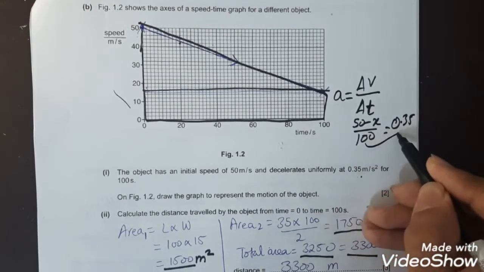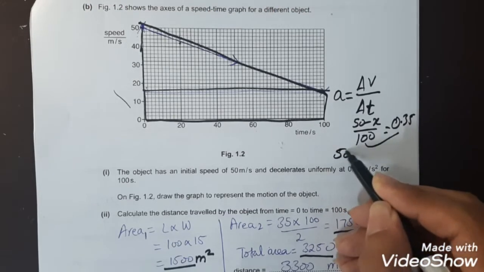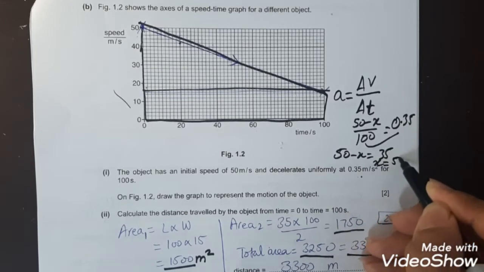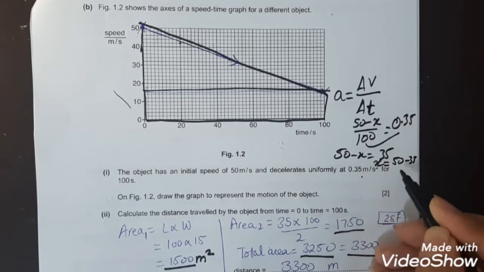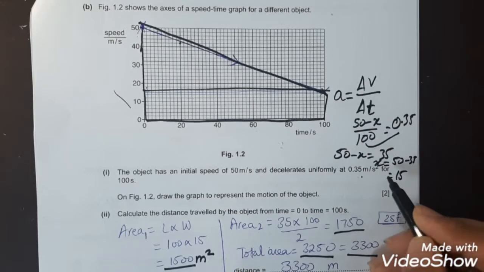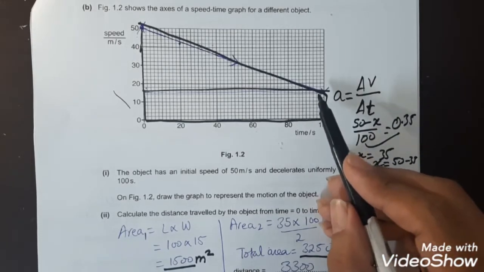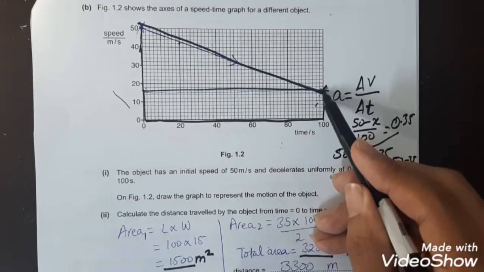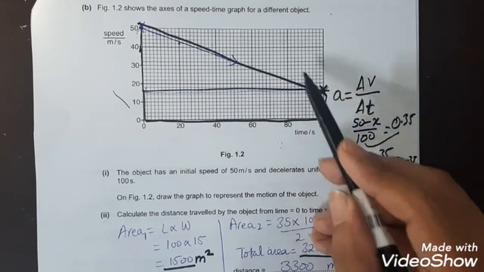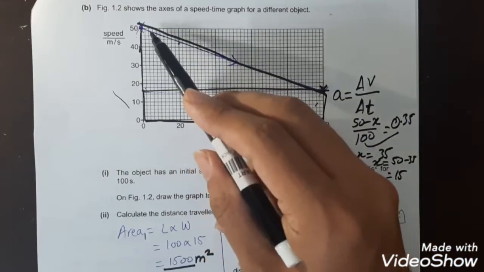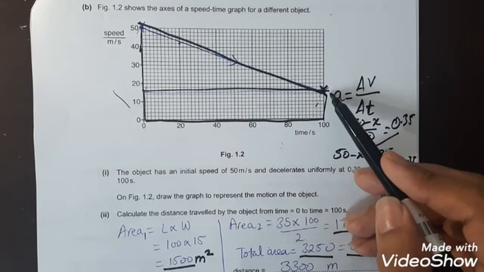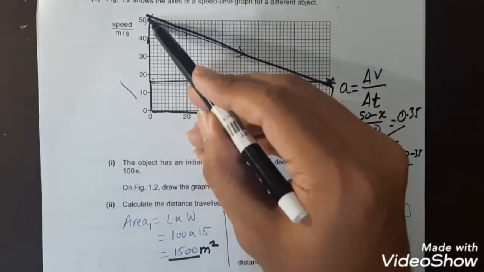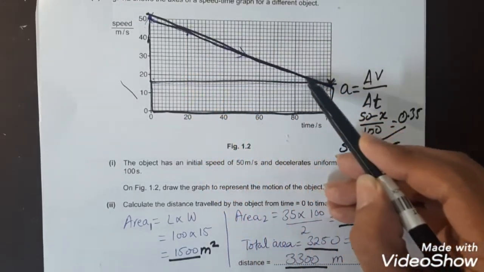So when we move this across, 50 minus x is equal to 35, and the value of x is 50 minus 35, which is 15 meters per second. So the final velocity of the object at 100 seconds will be 15 meters per second. So we will plot the point and connect it from 0, 50 to 100, 15. So this will be the line from here till here.